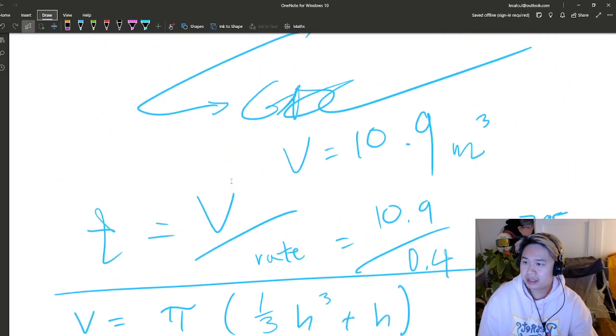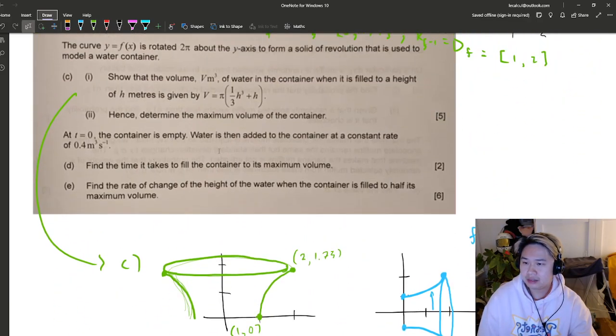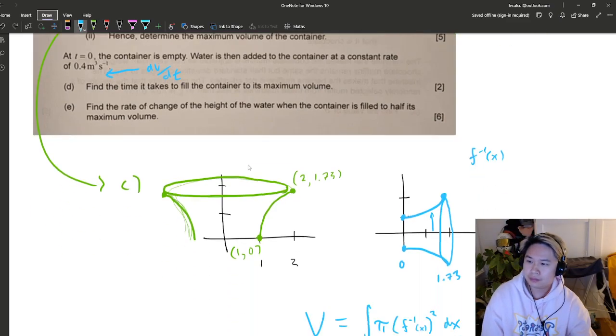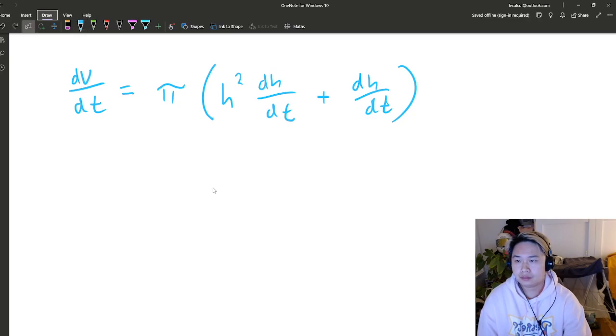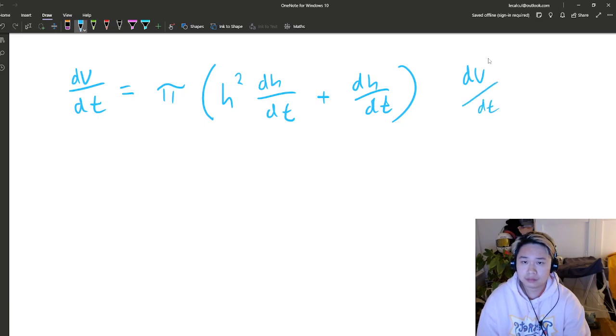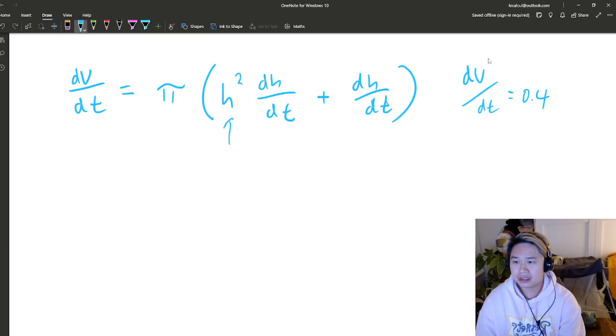Okay, and then they did tell you how much water is being added. So this value is your dV/dt. This is the change in your volume. So I know that dV/dt is 0.4. And then essentially I need to find out what h is, and then I'm going to solve this like a variable.